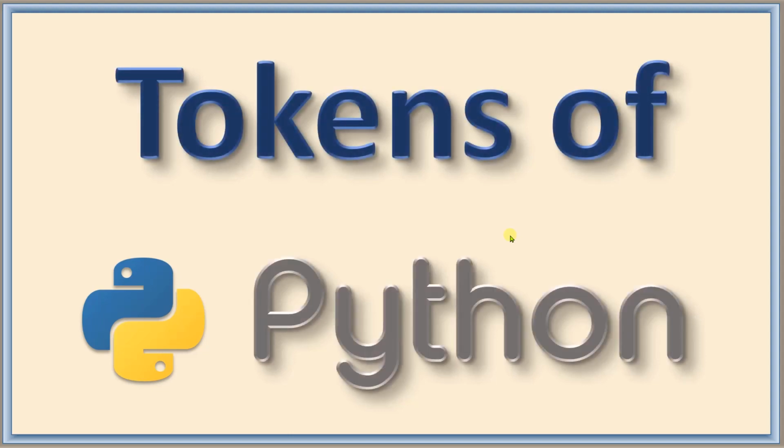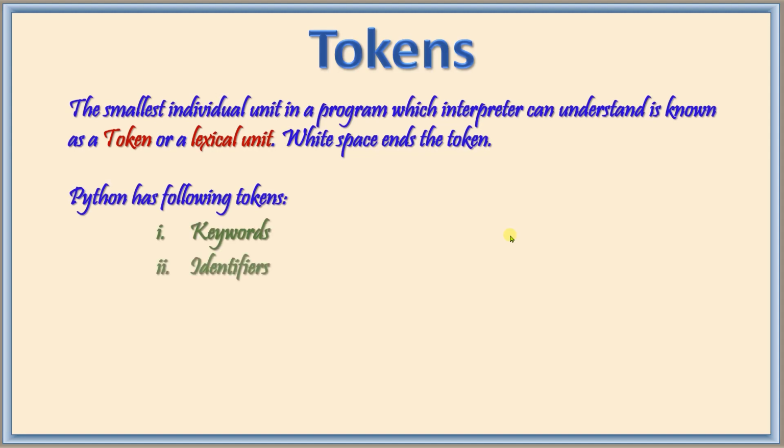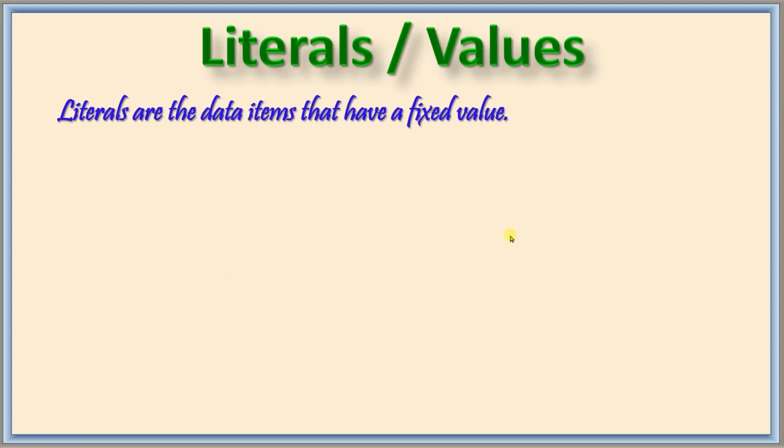Dear students, we have seen keywords and identifiers in our previous class. Today we are going to discuss literals. Literals or values are the data items that have a fixed value. For example, 48, "Veera" inside the quotes, 16.27, all these.